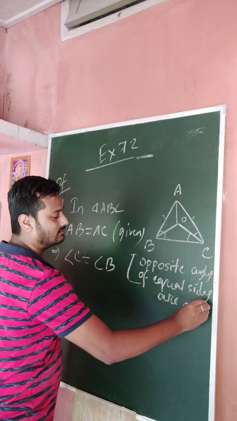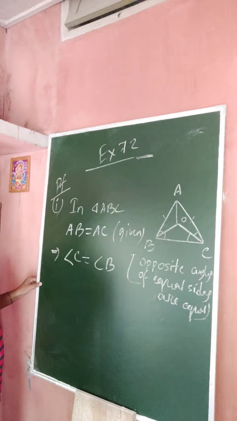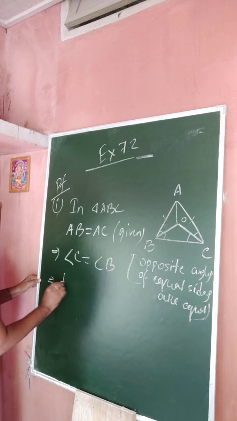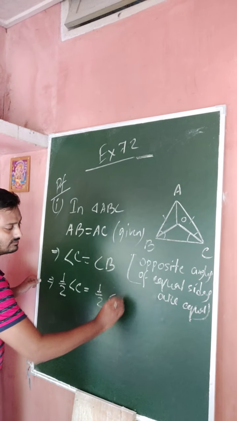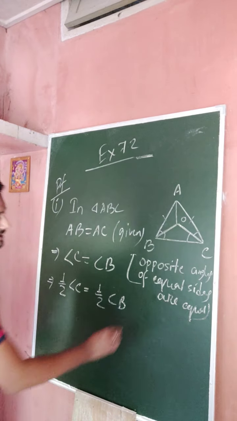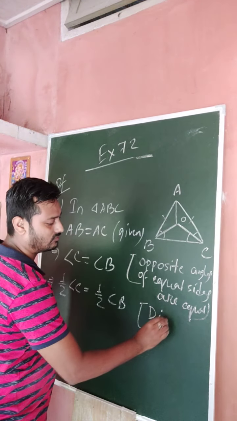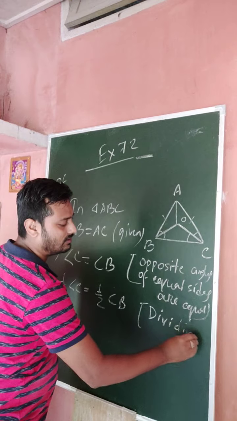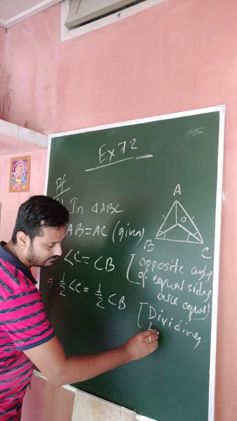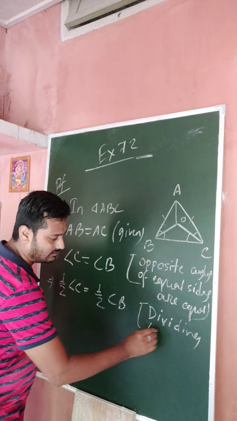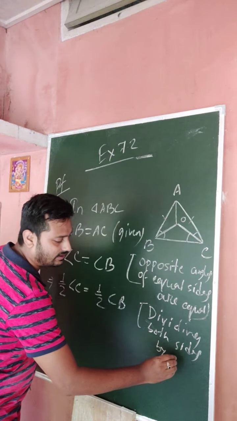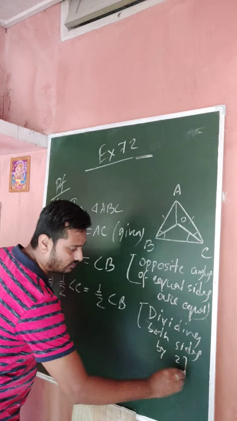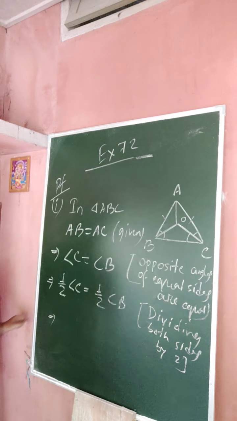Okay, now you just divide by 2. Half of C equals half of B. Dividing both sides by 2. Why dividing both sides by 2? I will show you. Dividing both sides by 2. Okay. So now look at this one.